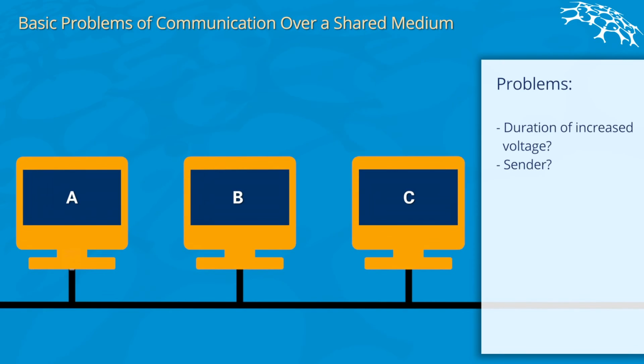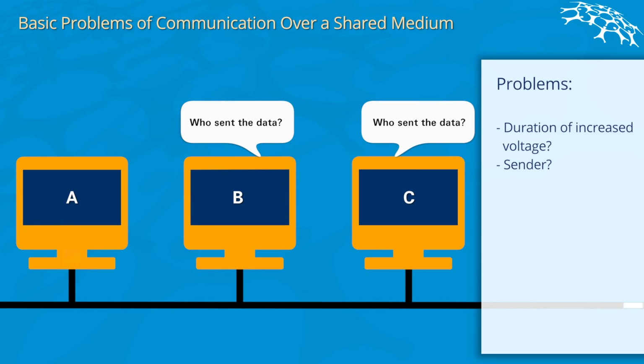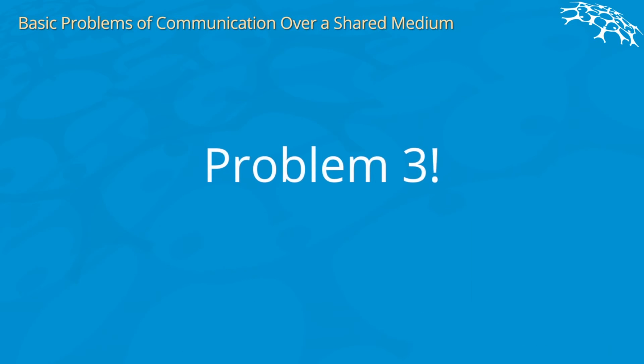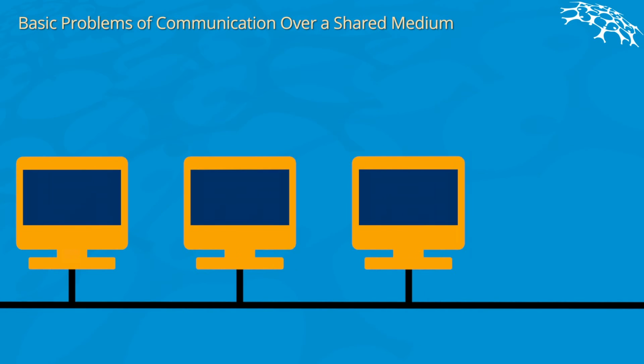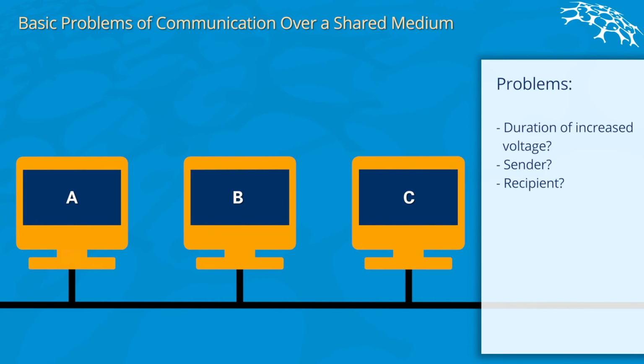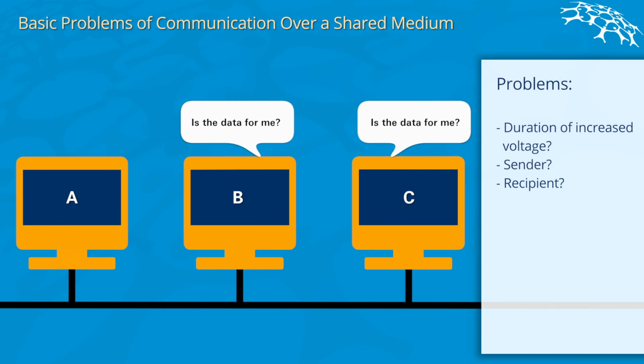Another problem that you would get is, who is actually the sender of the data? Let's assume computer A sends a bit of data, at some point in time B receives the data, and then C receives the data, and everyone wonders who actually sent the data, and you cannot figure this out right away. A similar problem is who is the recipient of the data. If A transfers data, B and C might not know if this data is actually for them.